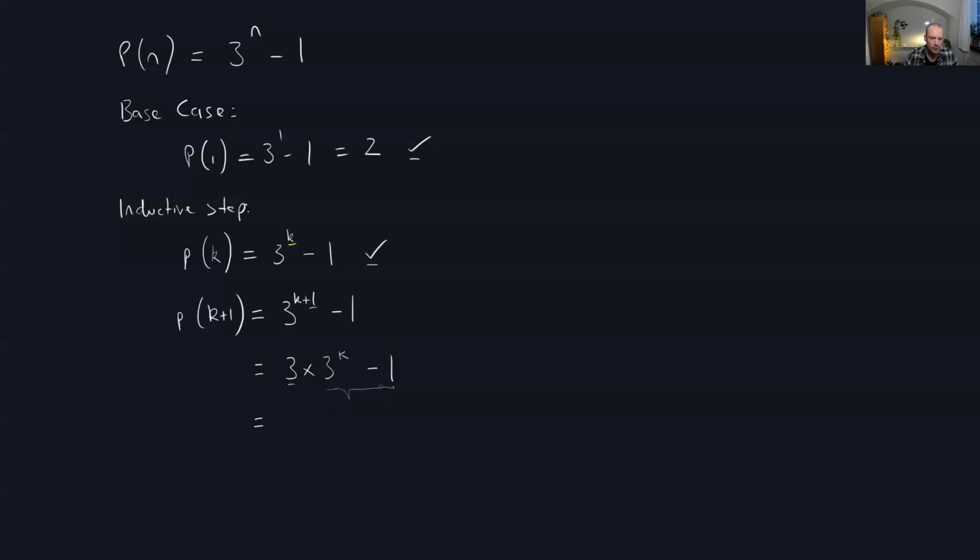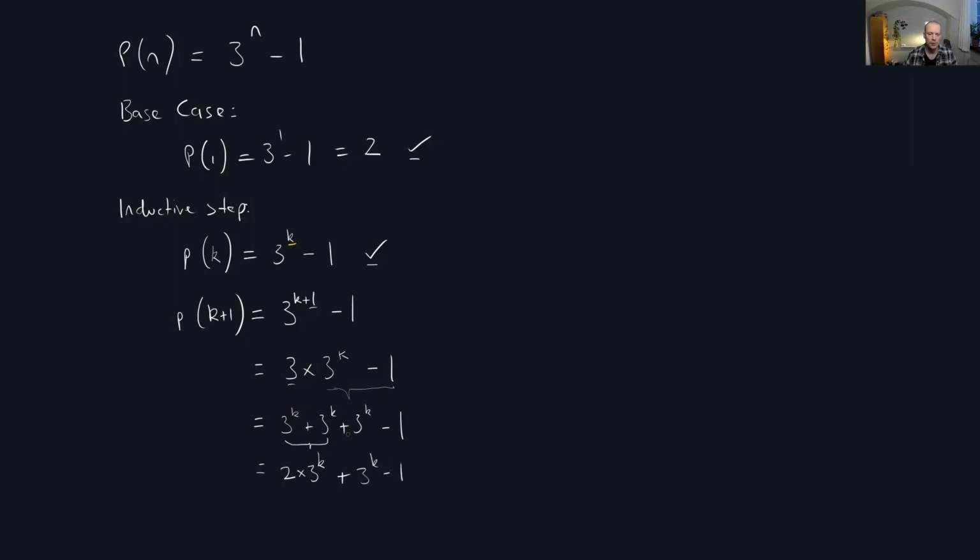So if I keep this itself, and split this 3 into 2 and 1, I can say this is going to be 3 to the k plus 3 to the k plus 3 to the k minus 1. Again, that's just 3 times 3 to the k, I can break that apart. And then I could summarize that as 2 times 3 to the k plus 3 to the k minus 1.